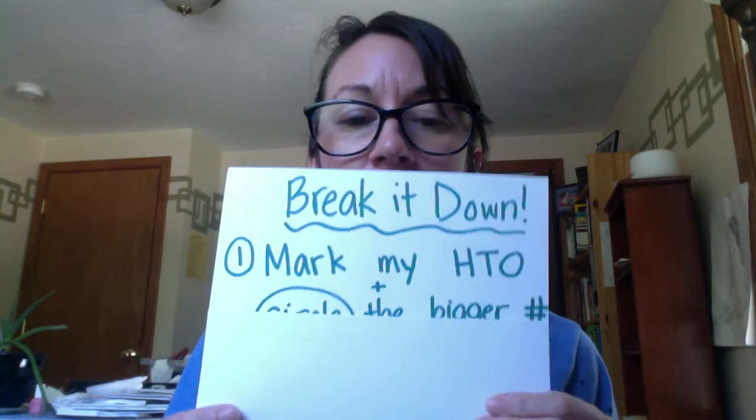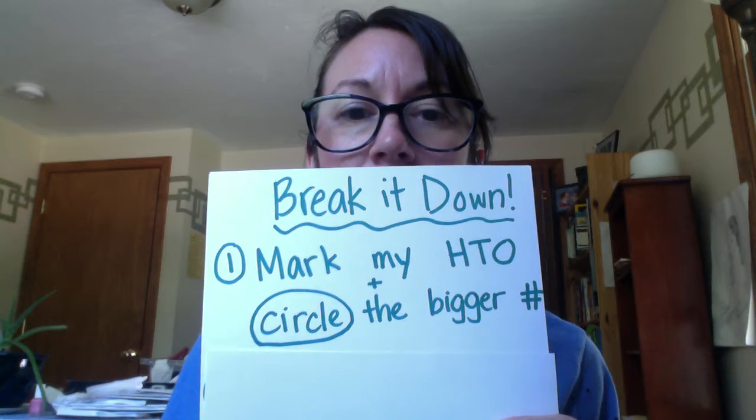Today, we're going to look at subtracting numbers within 1,000. So, subtracting three-digit numbers. But our Break It Down steps are going to be exactly the same. So, who remembers step one? That's right. Mark my HTO and circle the bigger number.